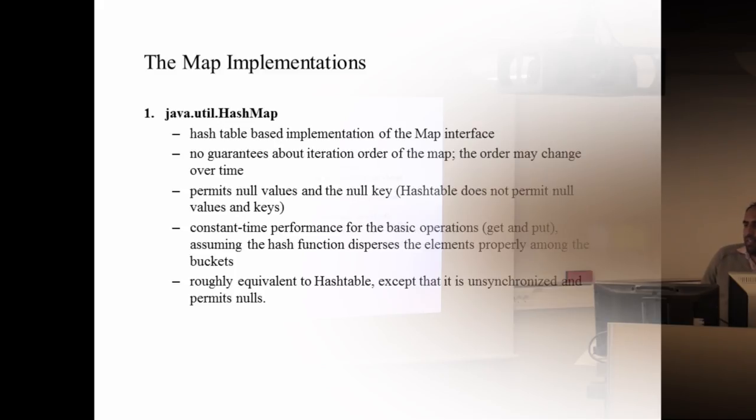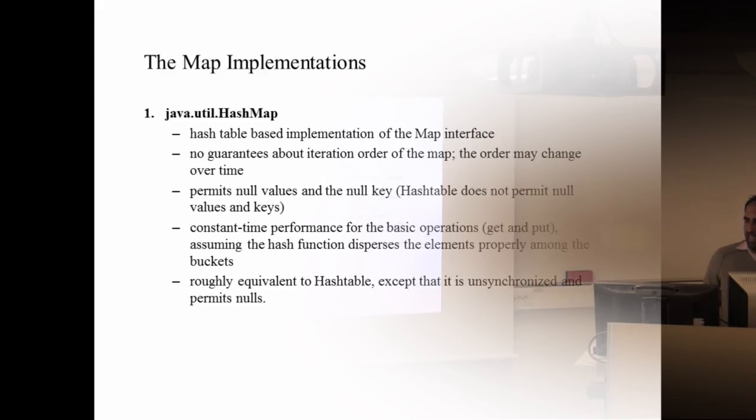Unlike the hash table, which is another class in the Java collection, and hash table doesn't allow you to put null keys and null values, but you can put even the null values and the null keys in the hash map. And another feature of hash map is that it gives you very constant performance for its put and get methods.